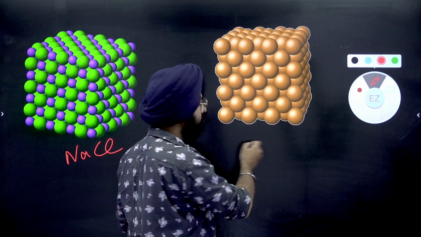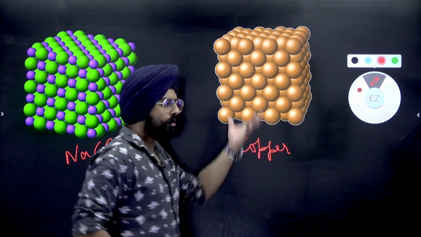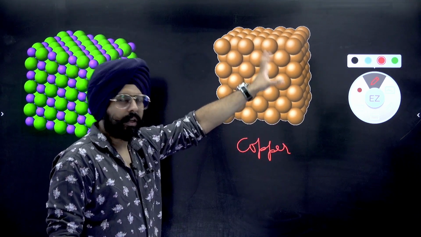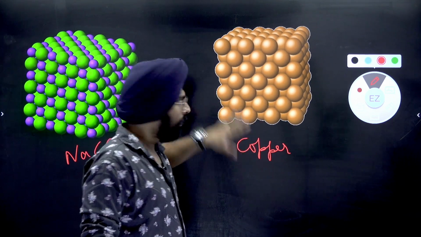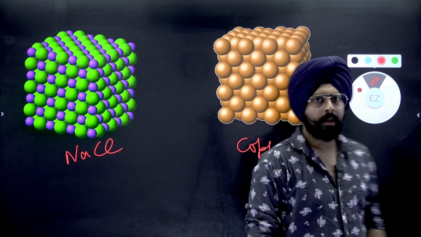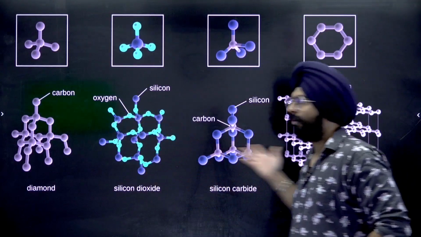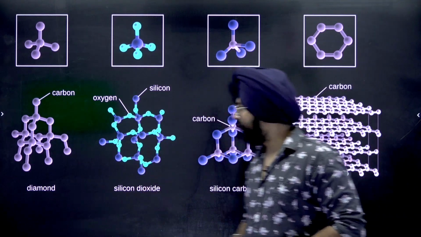Same type of atoms. Copper can be arranged this way. Metallic bonds will basically look like this. Their arrangements might be slightly different. We'll learn more about these arrangements later. But metallic bonds, okay? Same type of atom repeated again and again. Covalent solids, network solids, okay?